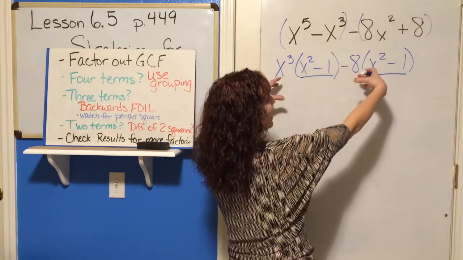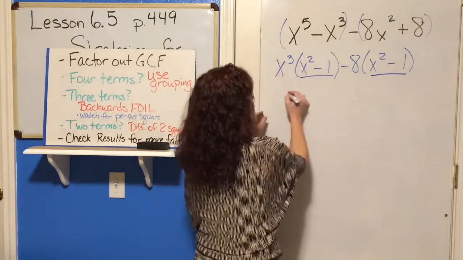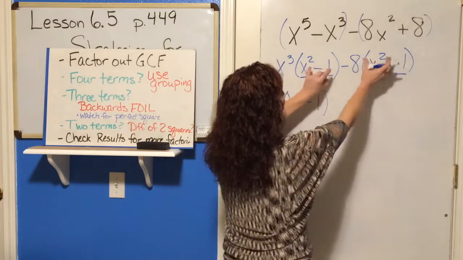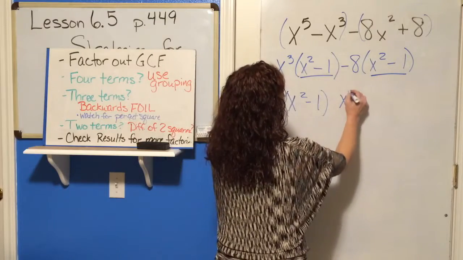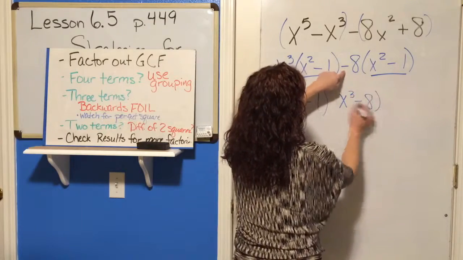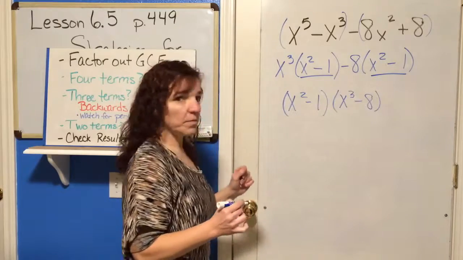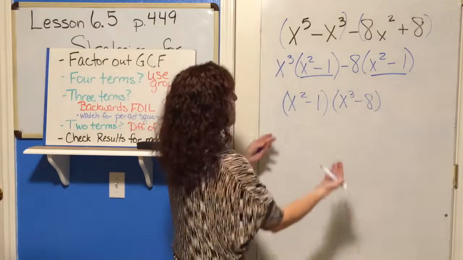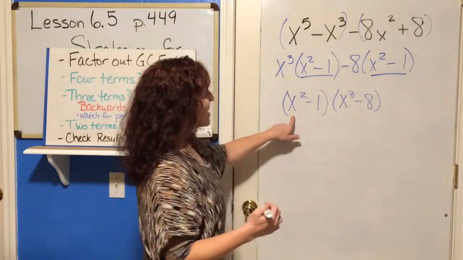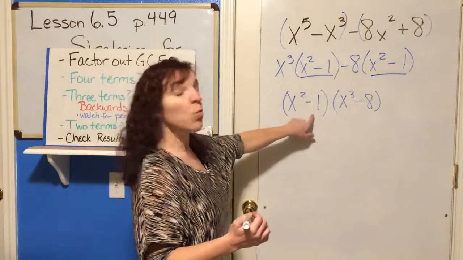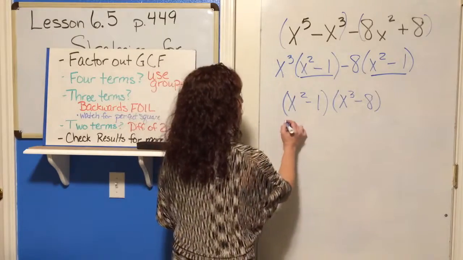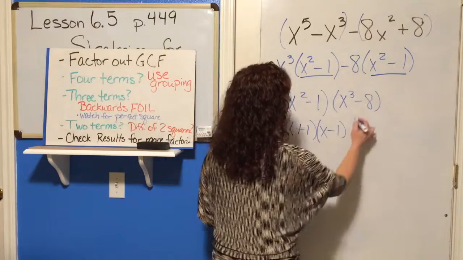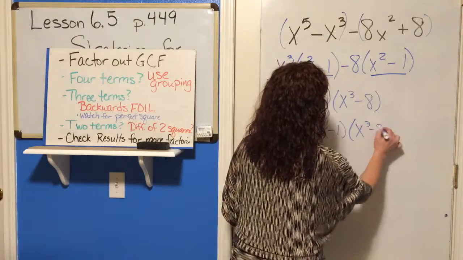So instead of spreading it out like that, let's pull that x squared minus 1 out. And I multiplied it by x cubed and a negative 8, x cubed minus 8. Then we go down and we say, ooh, check the results for more factoring. Guess what? X squared is a perfect square and 1 is a perfect square. So this is x plus 1, x minus 1, and we're going to leave this x cubed minus 8.